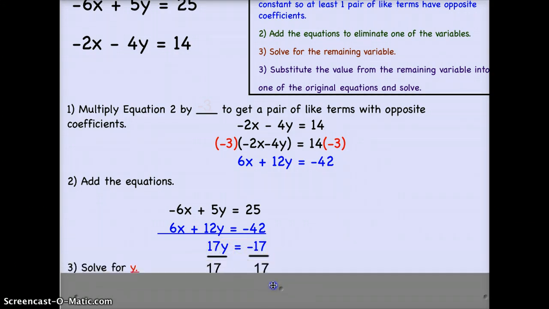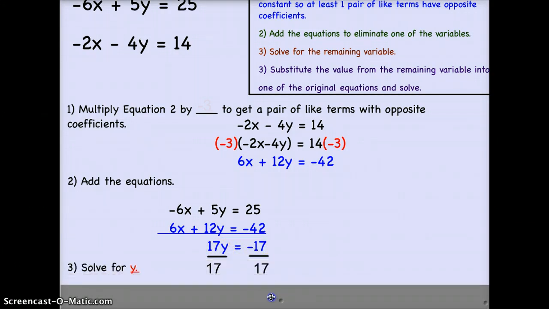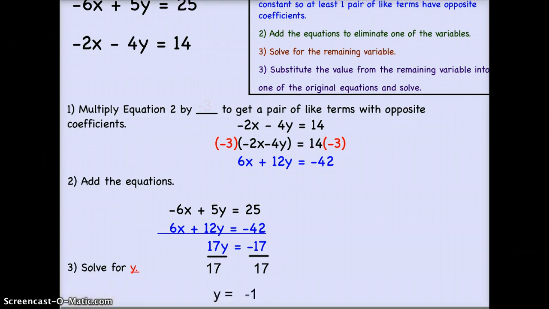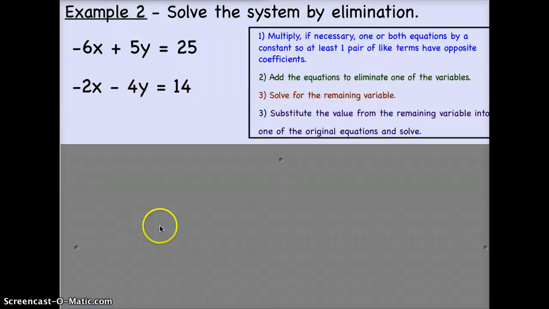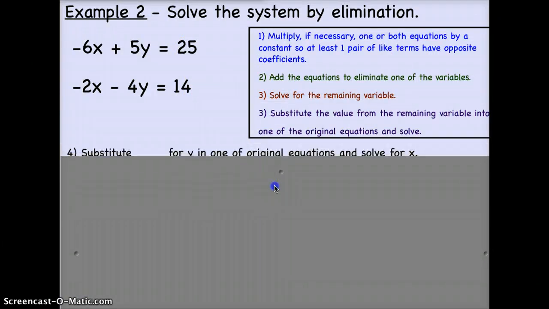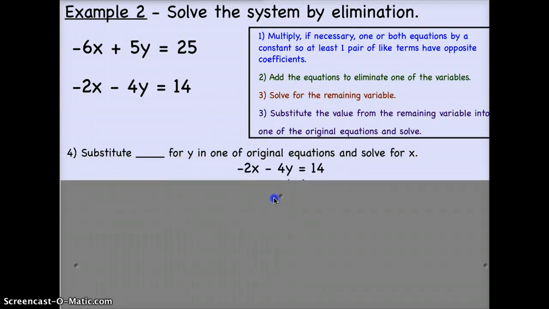I can go ahead and solve for y here. Divide both sides by 17, and I get that y is equal to negative 1. Now I know my y value. I can move on to step number 4, and I can plug in my y value to one of my original equations to find x. So again, you can plug into either equation. I have chosen to substitute.